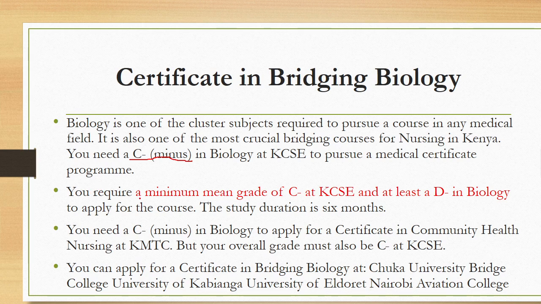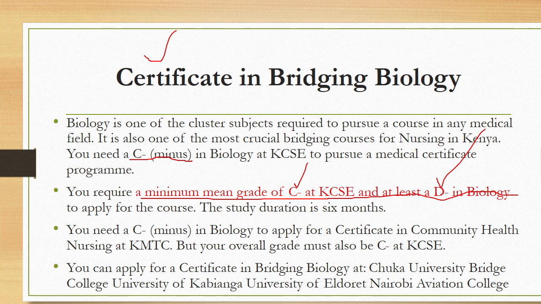You require a minimum mean grade of C minus at KCSE and a D minus in biology to qualify for this certificate in bridging. This certificate also has its own requirements. So don't just say, okay, I failed biology, so let me just go and bridge. No, they'll ask you, what did you get in your KCSE? If you got a C minus, good. So you want to bridge in which subject? Biology. What did you get in biology? A D minus. Good.